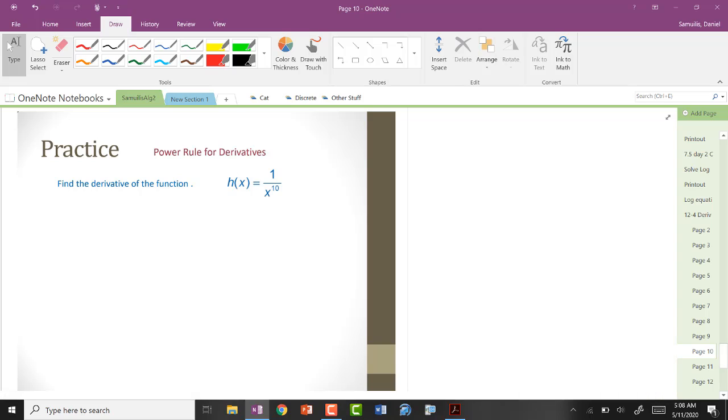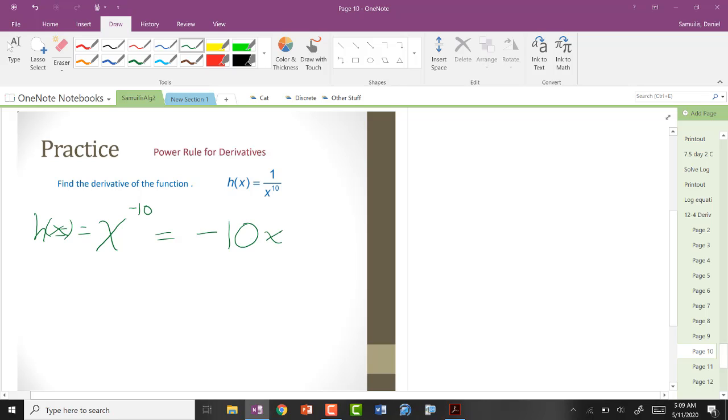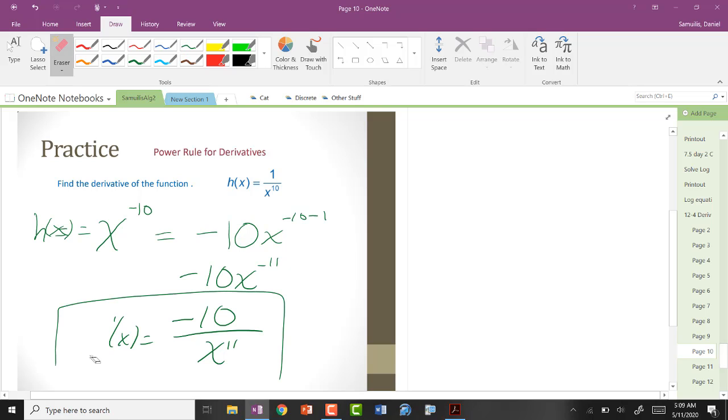Okay, now, what if I have something in the denominator like this? Well, let's convert it to this right here: h of x to the -10th power, so that I can apply the power rule for this. So the -10 drops, then I have -10 minus 1. So that's -10 x to the -11th. And now we will get rid of that negative exponent. So I have -10 over x to the 11th. That is the derivative. I guess that was an h, not a g.